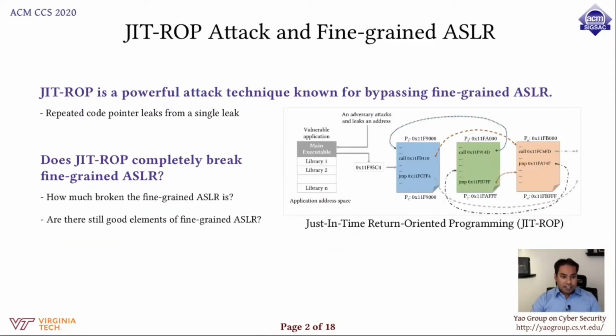In security literature, we have seen different kinds of code reuse attack techniques such as return-oriented programming or ROP, jump-oriented programming or JOP, and so on. However, JIT-ROP or just-in-time return-oriented programming is the most powerful attack technique that we have seen so far. The key enabler for this attack is that it can perform repeated code pointer leaks from a single leak. It is also known for bypassing fine-grained address space layout randomization or ASLR.